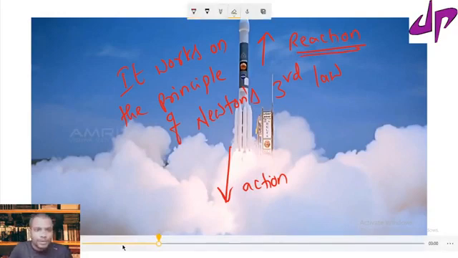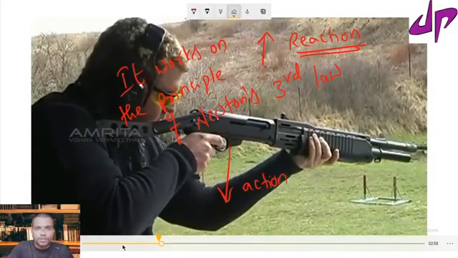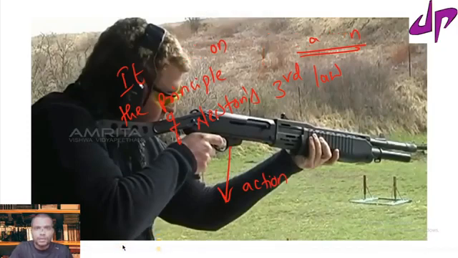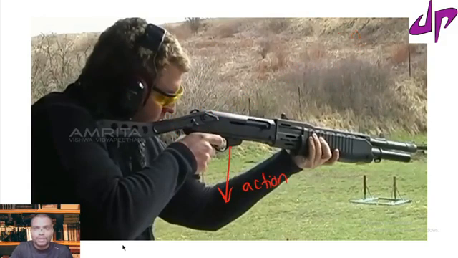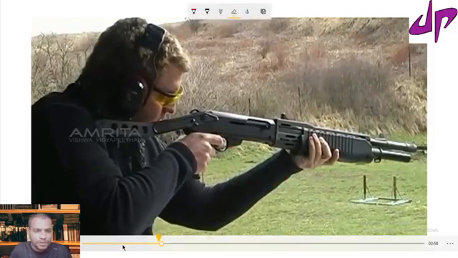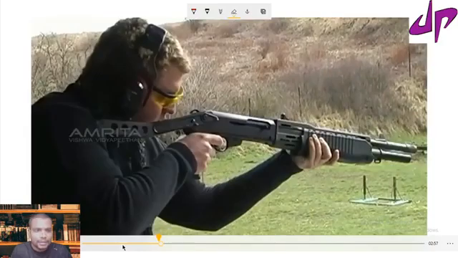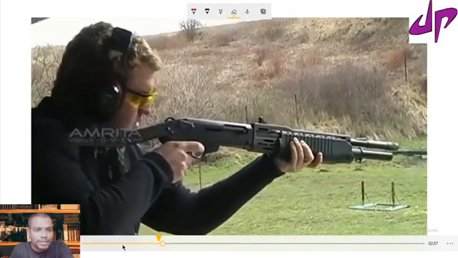Now let's see one more example. Suppose when we fire a rifle or gun, the bullets will come out. If you observe this action carefully, when we fire that, the bullet is coming forward.